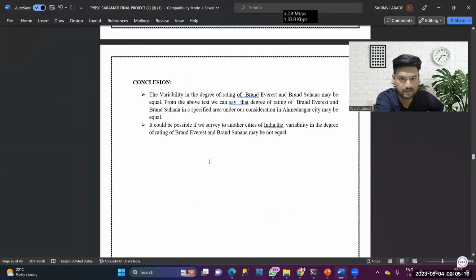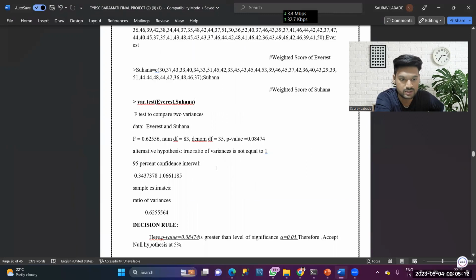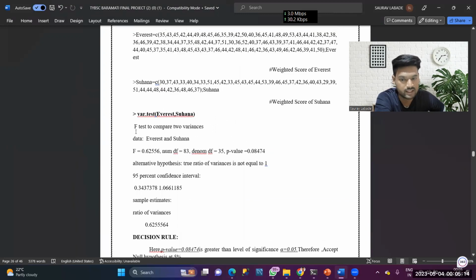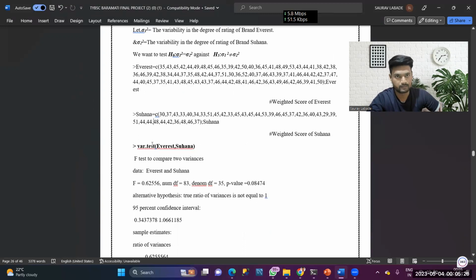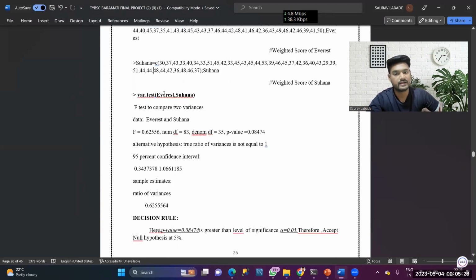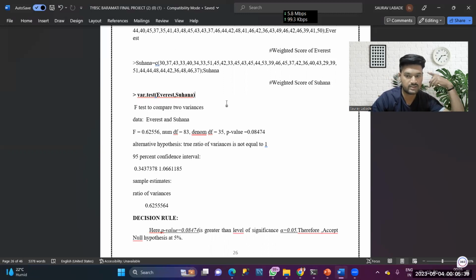Okay, and after that I get the conclusion. Now here, if you put these sample values in, I have first put in the sample values of Everest, all these values, and then of the Suhana brand. From that, if I apply this command, var.test, directly, var.test basically does the F test.